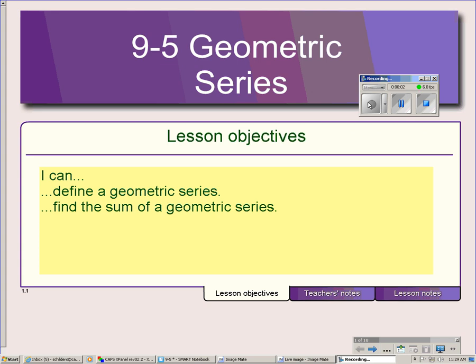This is lesson 9.5 about geometric series. In this lesson, we will continue working with geometric series, but in particular, we're going to work with infinite geometric series.